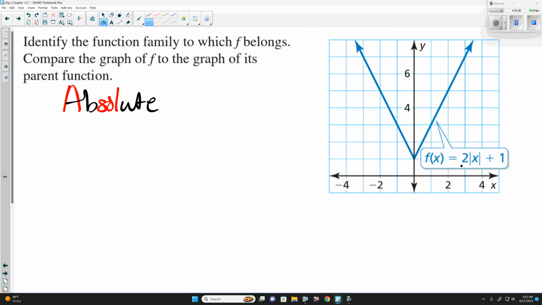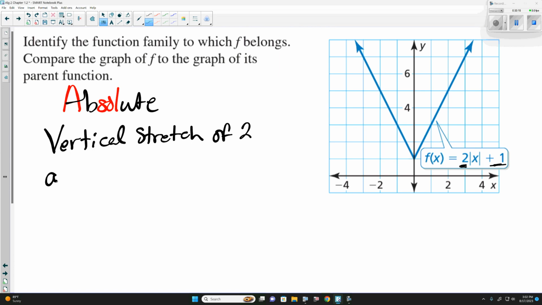Now, looking at this function, we have 2 transformations. We have the 2 outside and the +1. The 2 is taking the place of a, so it would be a vertical stretch of 2. For it to be a reflection, that 2 would need to be negative, because the negative sign in a's place is talking purely about the reflection. It has nothing to do with the stretch or shrink. The number itself deals with stretch or shrink. It's in front of those parentheses, or absolute values.